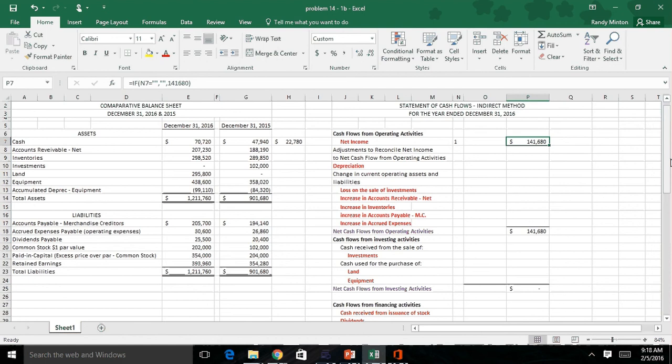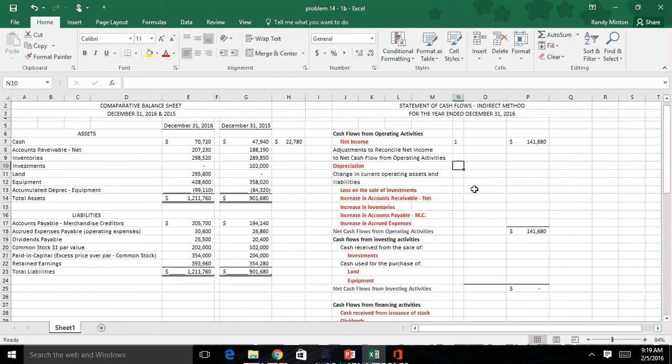Now we know that we're looking for $22,780, so we have to go further and figure things out. Generally speaking, we'll start out with net income and then add to it any depreciation. Why? Because in the net income number there's a subtraction for depreciation. That's the way you get to net income: revenues minus all your expenses, including non-cash expenses like depreciation. Since depreciation is a non-cash expense, it needs to come out of there.